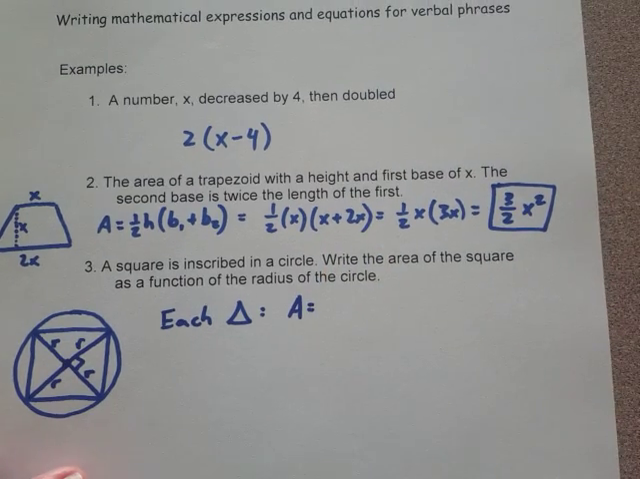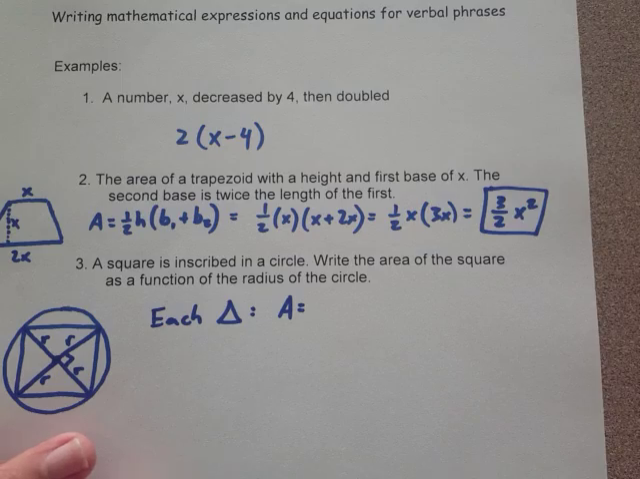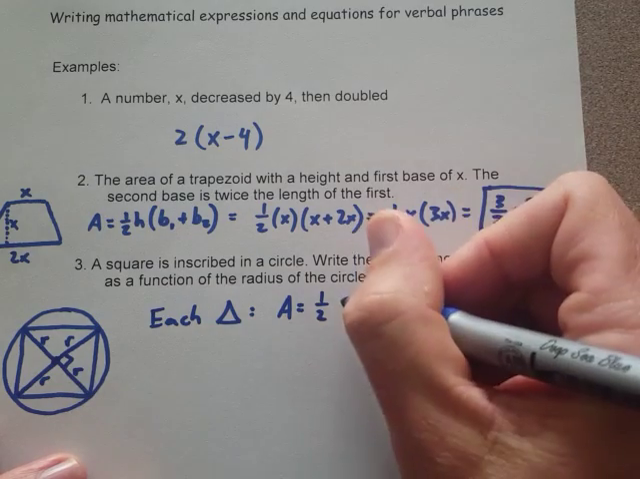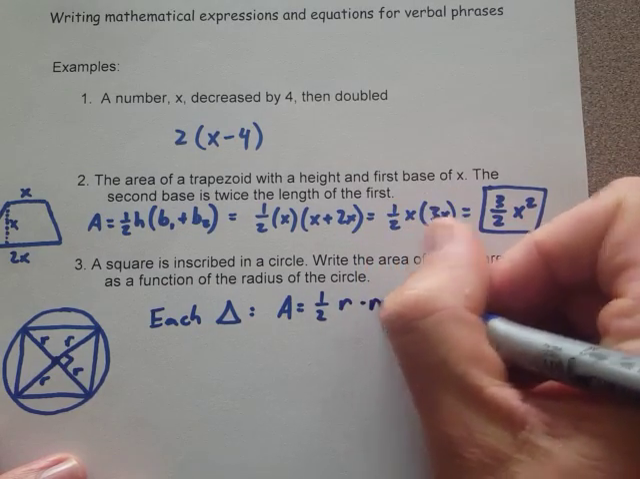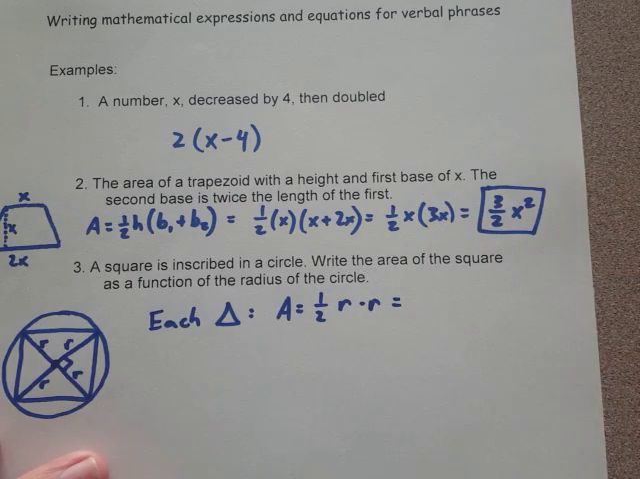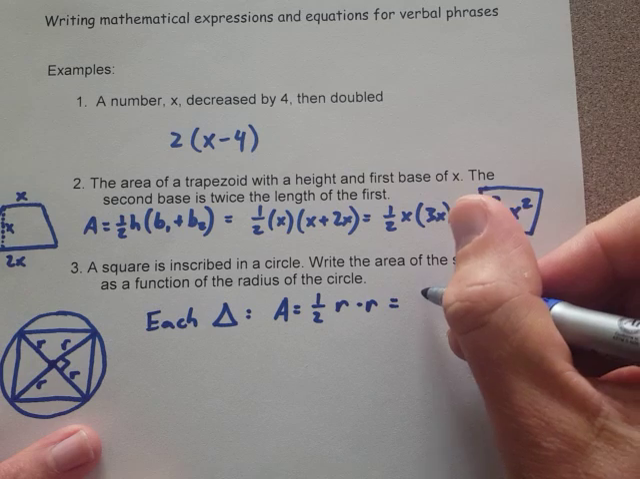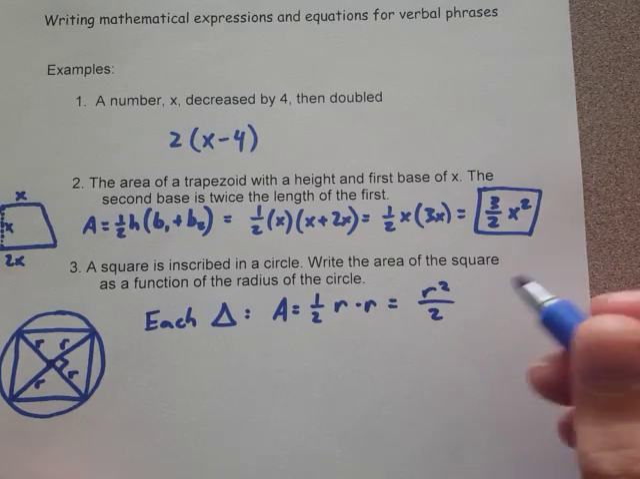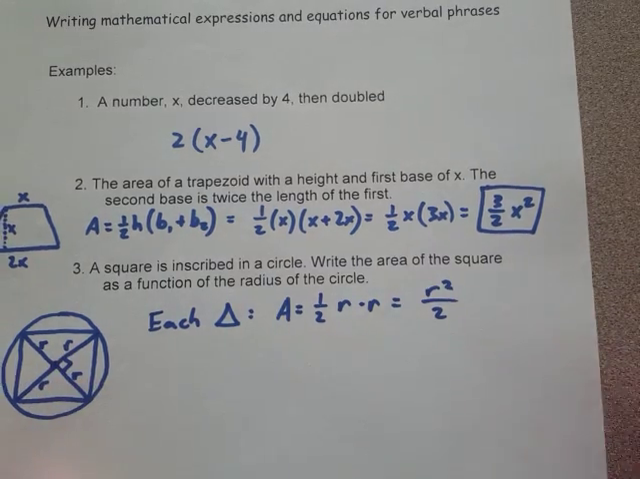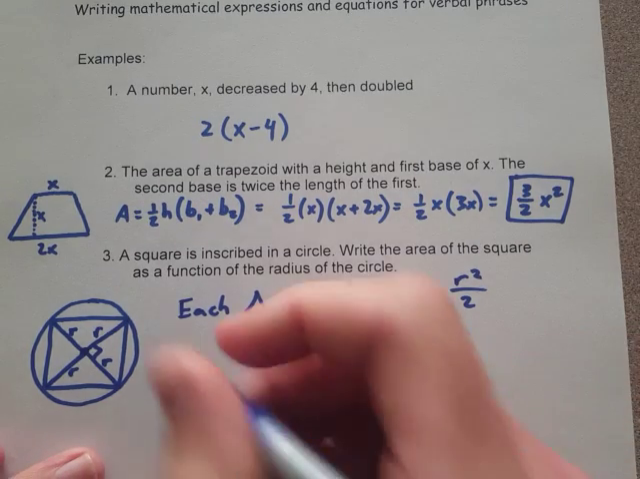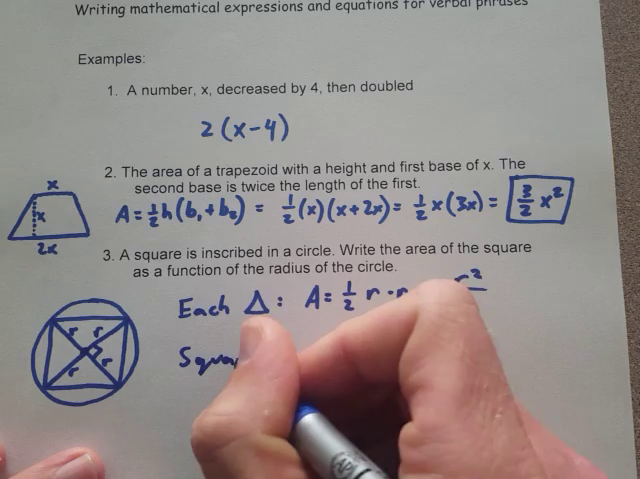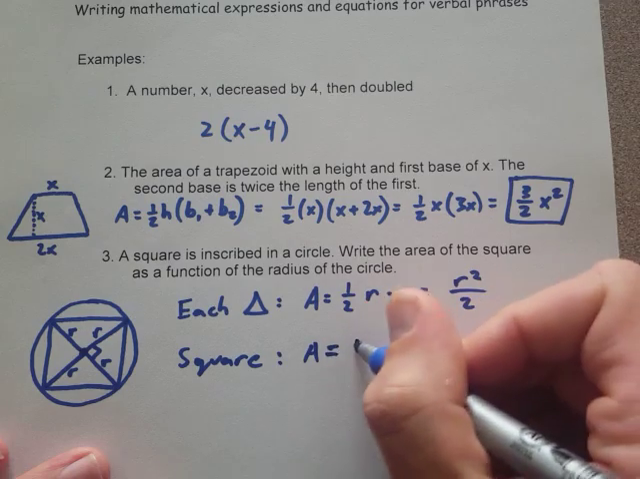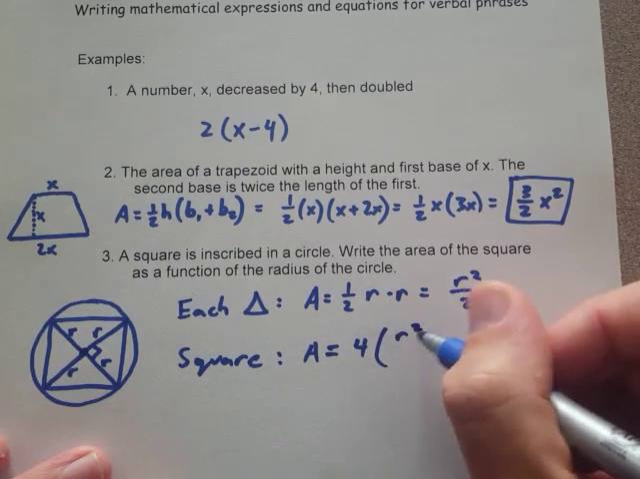And as you know, for a triangle, the area formula is 1/2 base times height. So we'll go 1/2, and then from one of these triangles, the base is r and the height is r. So we just have 1/2 r times r. And if we simplify that, that'd be r squared divided by 2. Now that we have the area of one of those triangles, if we want to get the entire square, we just need to multiply by 4. So the area of the square we'll take as 4 times r squared over 2.